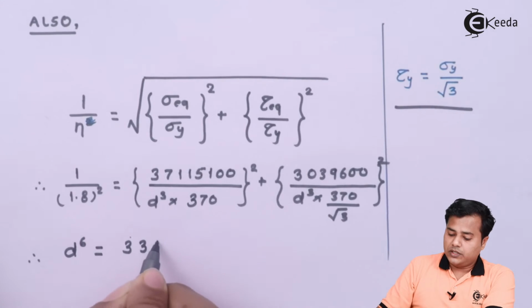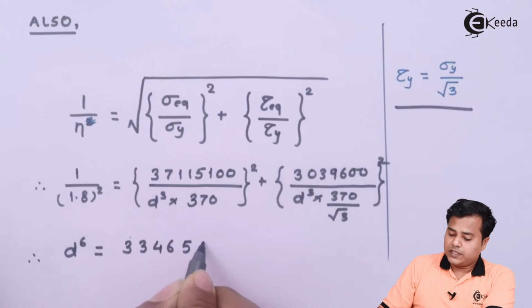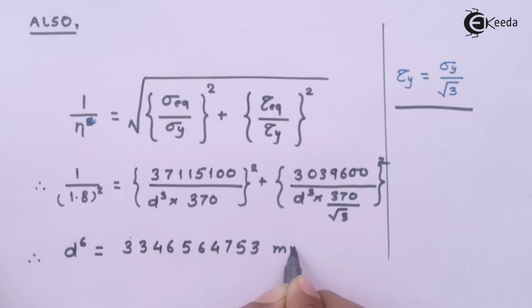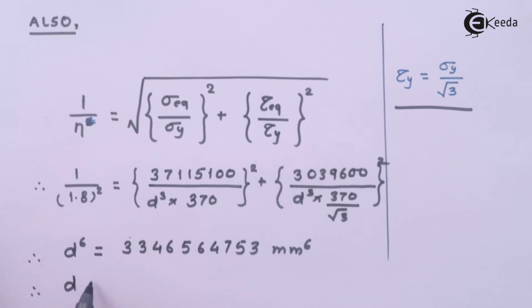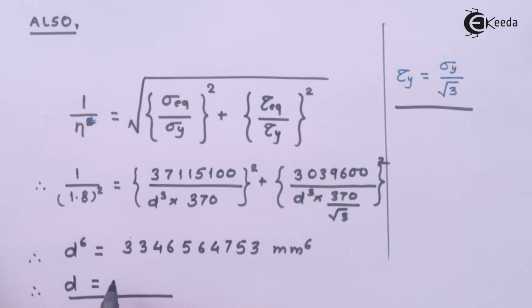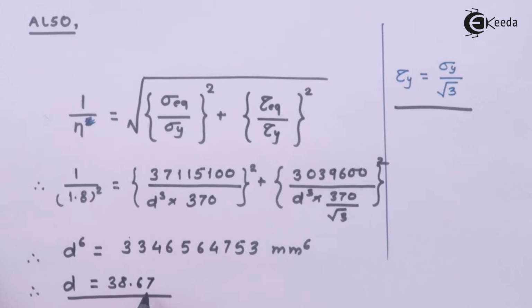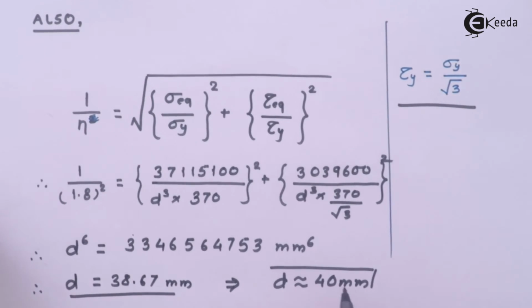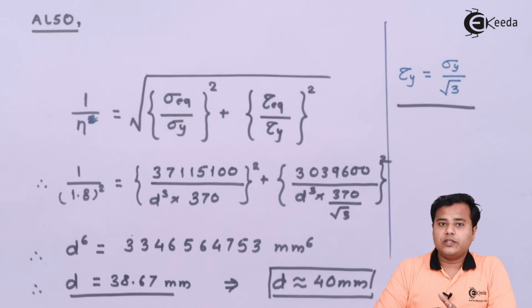somewhere around 3346564753 millimeter raised to 6, and if we take the 6th root, we will get the value of d somewhere equal to 38.67 millimeter. Now again, it is not the perfect value of the diameter, so let us go for the preferred value, and therefore let us say d is equal to 40 millimeter. Which is the final calculation of your diameter.